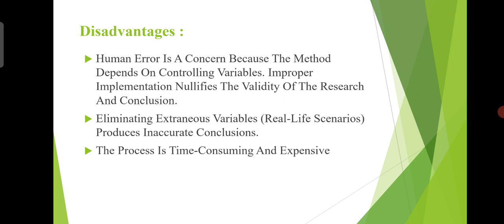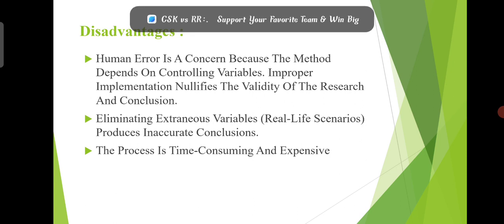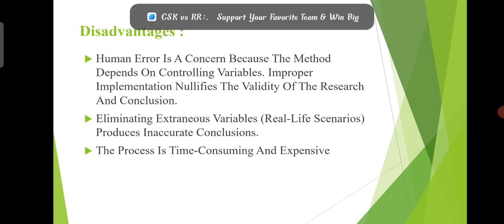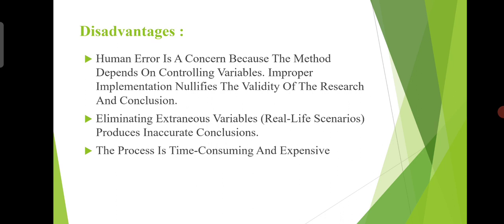Then disadvantages of experimental research. First, human error is a concern because the method depends on controlling variables. Improper implementation affects the validity of the research and conclusion, eliminating external variables. Then the process is time consuming and very expensive.